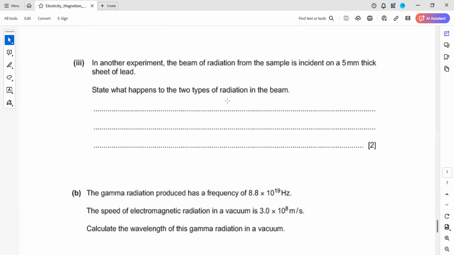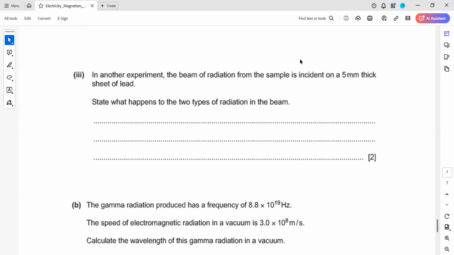In another experiment, a beam of radiation from a sample is incident on a 5 centimeter thick sheet of lead. State what happened to the two types of radiation. If you use a 5 millimeter thick lead sheet, 5 millimeter is a thin sheet, so a thin sheet cannot stop all gamma. Beta won't pass, that's right. That's correct, the beta won't pass.